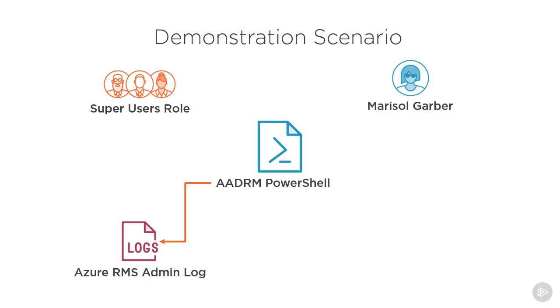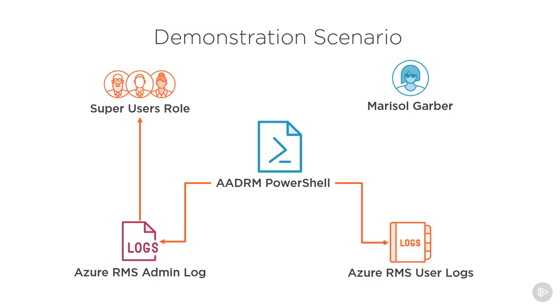Well, in the first case, anything going on with the super user's role would appear in the Azure RMS admin log. So we're going to use the PowerShell module to access those logs and search for anything dealing with the super users. For Marisol Garber, any actions she would have taken would have shown up in the Azure RMS user logs. And so we want to download all of those logs within a certain time frame and search for anything where Marisol Garber was doing something with her account. So let's flip over to Visual Studio Code and run through these two scenarios.